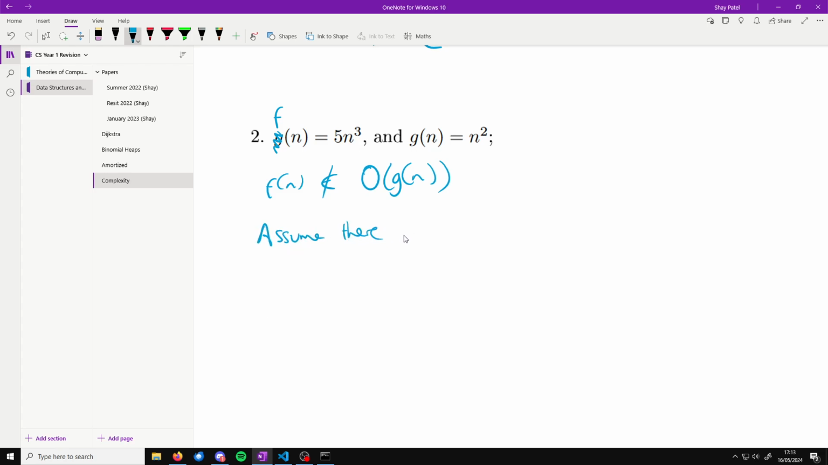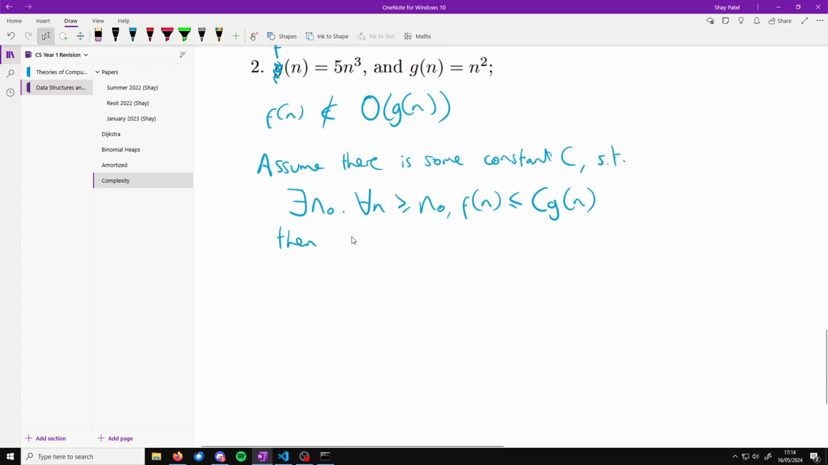Assume there is some constant c such that there exists some n0 where for all n greater than or equal to n0, f of n is less than or equal to c times g of n. So we're assuming that there is some constant c. Then f of n would be in big O of g of n. Okay, we just have to show that this is impossible. We just have to show that there's no way this constant c exists.